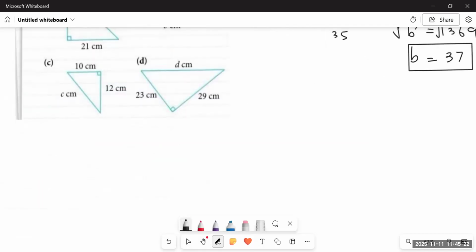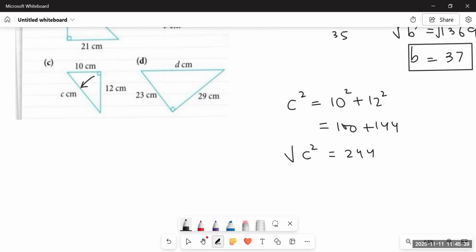Now in part C, this one is the opposite side. So again, it's C square is equals to 10 square plus 12 square. The square of 10 is 100. That of 12 is 144. Together it would become 244. Now we will find the square root of 244. And the square root of 244 equals 15.6. So here we will get the answer in decimals. That's 15.6 centimeters.